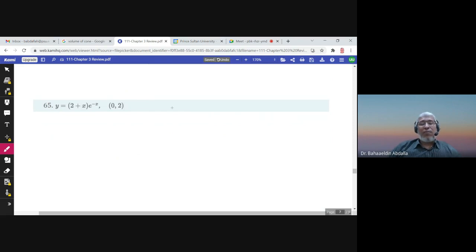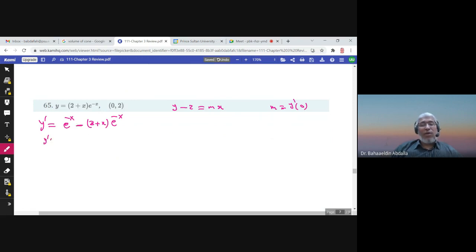Again here, same question. y minus 2 equals m times x minus 0, and m is y prime at 0. Well, for y prime, I have a product. Derivative of 2 plus x is 1, because derivative of 2 is 0, times e to the power negative x, plus 2 plus x times derivative of e to the power negative x, which is e to the power negative x times minus 1. That's why I left this minus. So this is y prime.